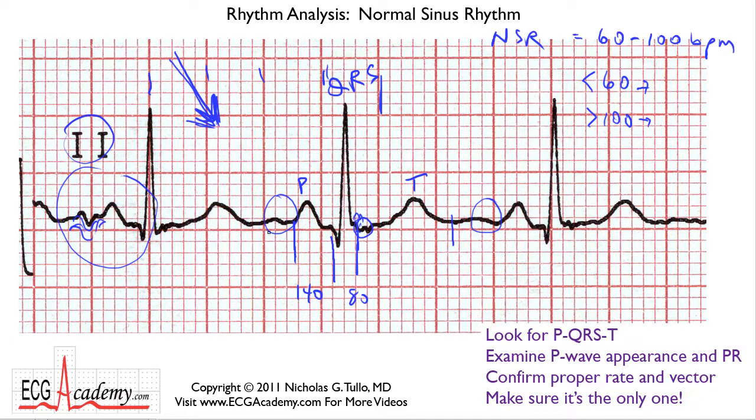And it clearly looks like it's the only P wave. If you kind of look halfway in between, you see this T wave, but I don't think there's any suggestion that there are other P waves. So I think it's safe to say that this appears to be a normal sinus rhythm.